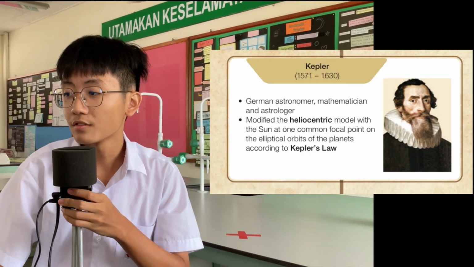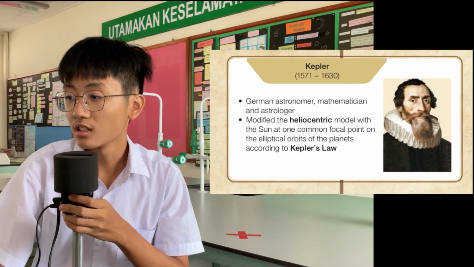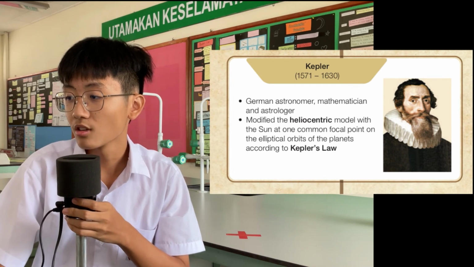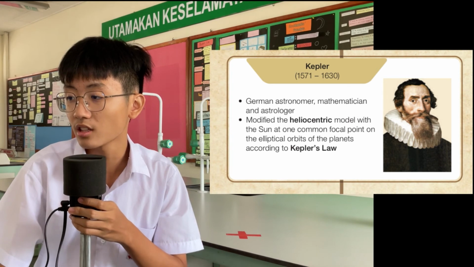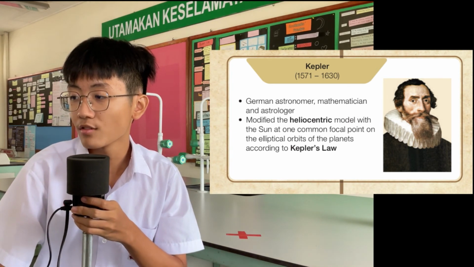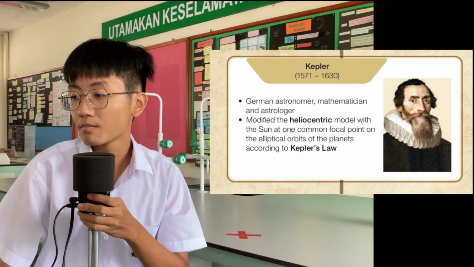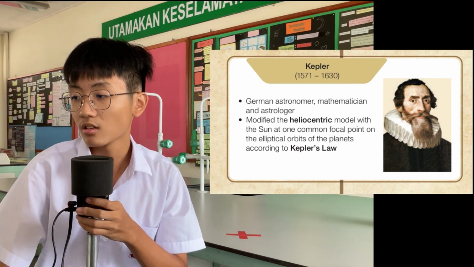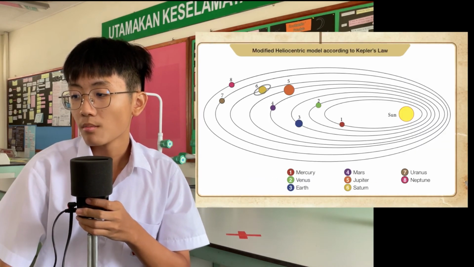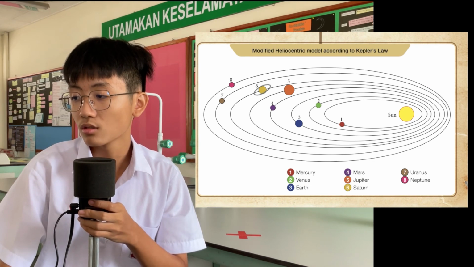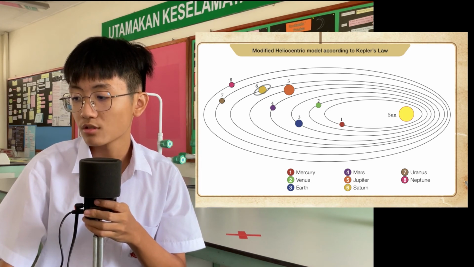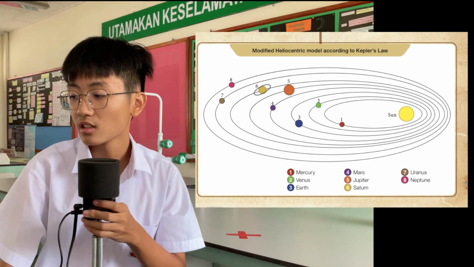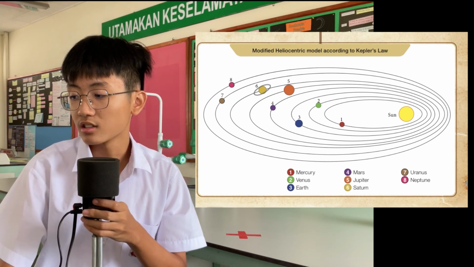Last is Kepler, 1571 to 1630. He was a German astronomer, mathematician, and astrologer. He modified the heliocentric model with the Sun at one common focal point of the elliptical orbits of the planets, according to Kepler's law. Modified heliocentric model according to Kepler's law: 1 is Mercury, 2 is Venus, 3 is Earth, 4 is Mars, 5 is Jupiter, 6 is Saturn, 7 is Uranus, 8 is Neptune.